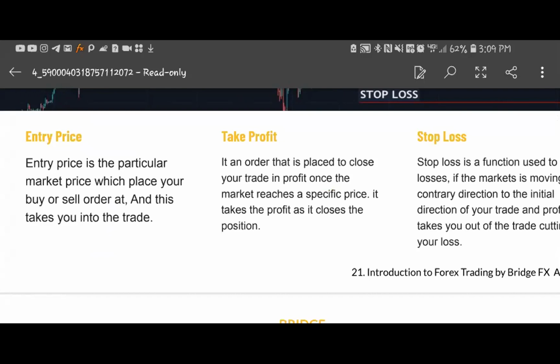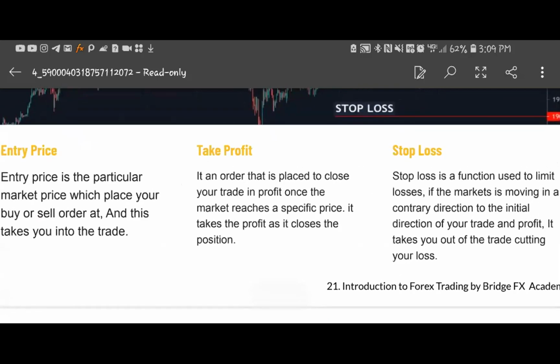So before you enter a buy trade of Euro USD at 1.1795, you should also make sure you have your TP and SL in place, which is your take profit and your stop loss. Without take profit and stop loss, it's not really advisable to enter a market, or else you might just blow your account to zero, right? Take profit is an order that is placed to close your trade in profit once the market reaches a specific price. It takes the profit as it closes the trade for you automatically.